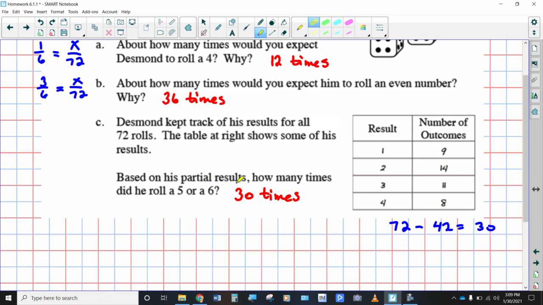So it says, based on his partial results, how many times did he roll a 5 or a 6? Well, if we add up all these, 9 and 14 makes 23, plus 11 is 34, plus 8 is 42. So the rest of them must be 5s and 6s, right? Because those are our only options, 1, 2, 3, 4, 5, and 6. So out of the 72 times rolled, 42 of them happen to be here. The rest of them would be either 5s or 6s.